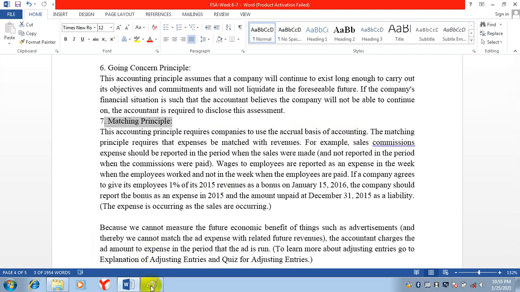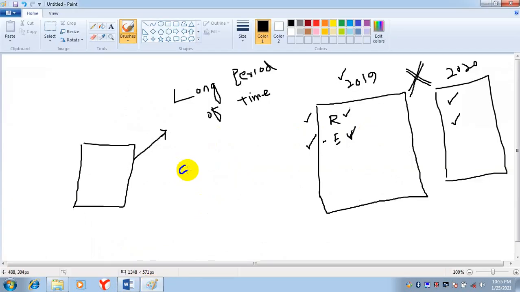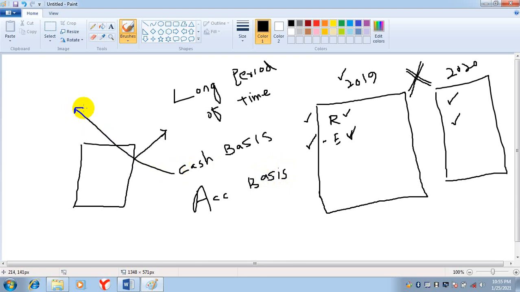There are two systems of accounting. One is called cash basis, and one is called accrual basis. Now, what is the difference between these two? In cash basis of accounting, a transaction will be recorded when cash is received or cash is paid.